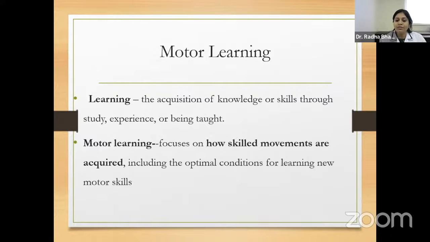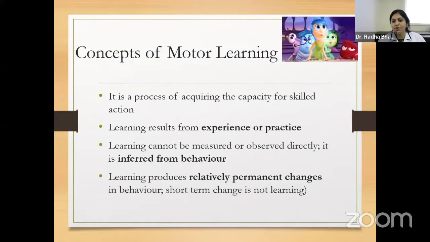So let's see what the concepts of motor learning are. As you can see at the top, there's an image from the movie Inside Out, which has very well depicted learning, how a memory is formed, how learning takes place. Majorly, these are the four main things that we need to know about motor learning. First, it is a process of acquiring the capacity for skilled action. What is the process, or how can we acquire a skill or a movement.